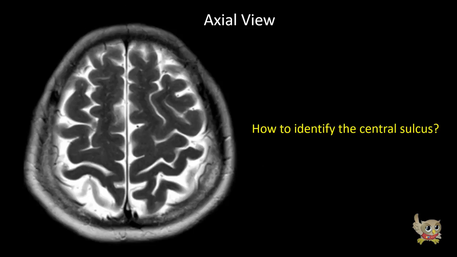Now let us see the axial view of the brain in MRI. One very important landmark is the central sulcus that delineates the frontal lobe anteriorly and the parietal lobe posteriorly. But how do we identify which among these several sulci is the central sulcus?